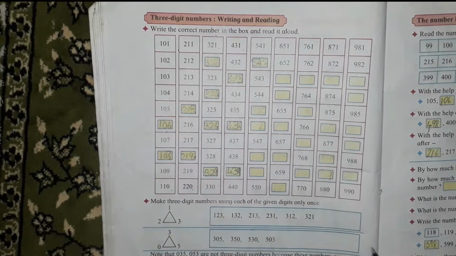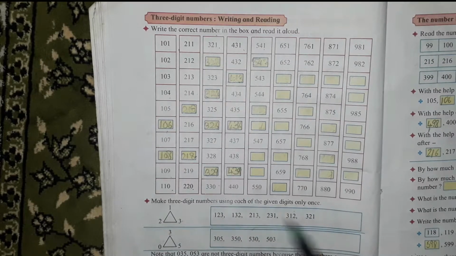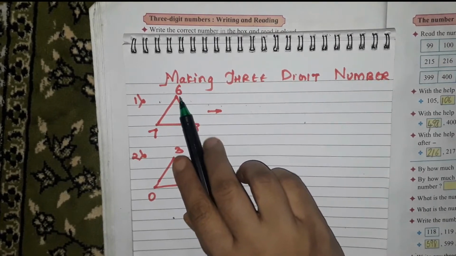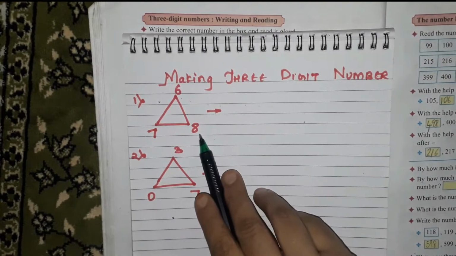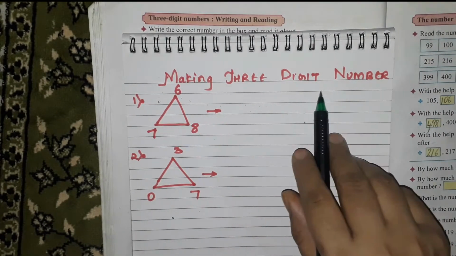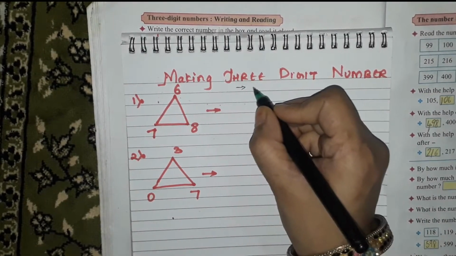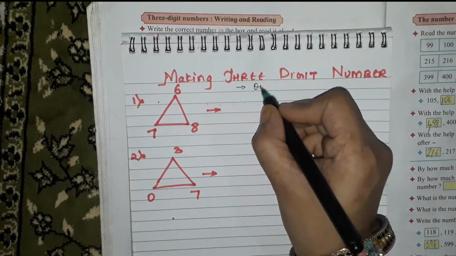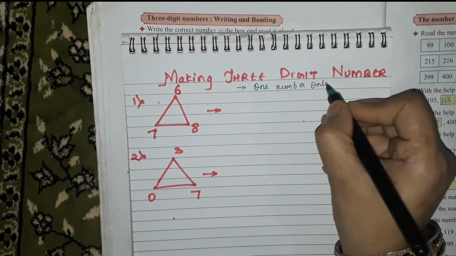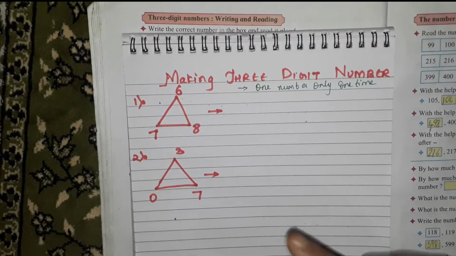Now we will go further to making 3-digit numbers. I will explain. See, these are our numbers, 6, 7, and 8. What we have to do is make 3-digit numbers from these. Now for making a 3-digit number, the first rule is you have to take one number only one time. You cannot use it again and again.